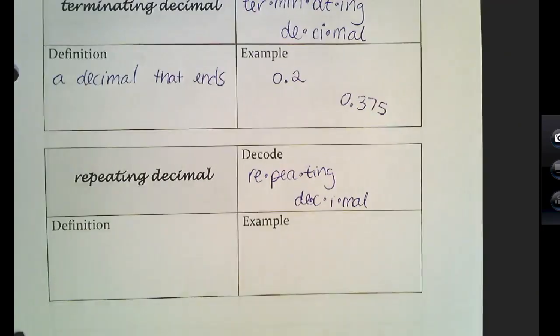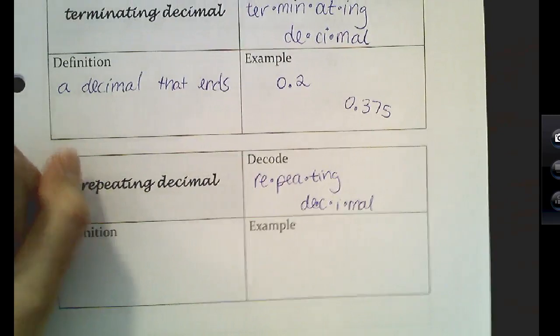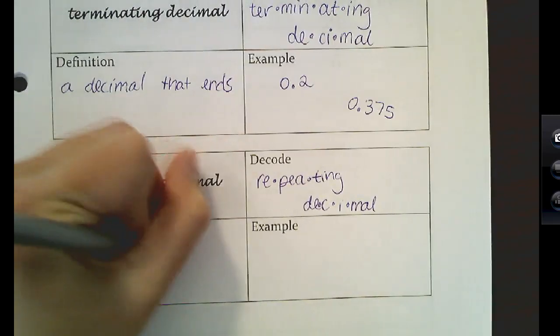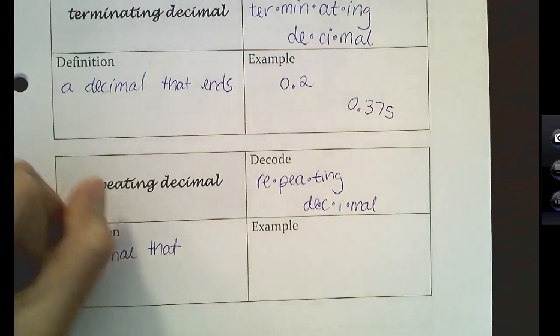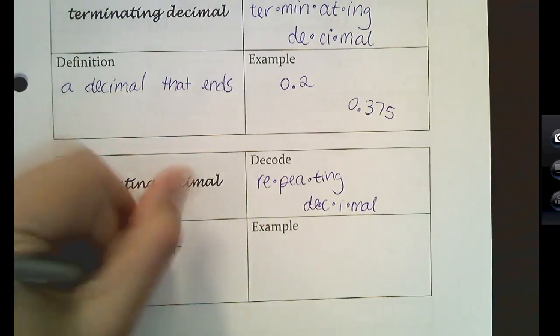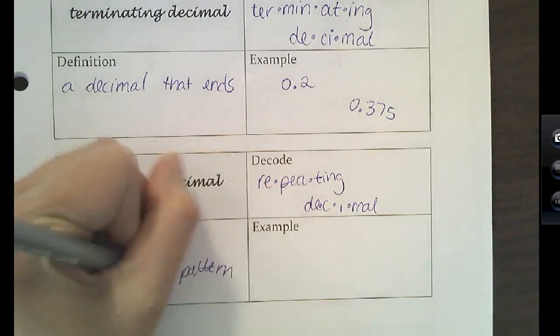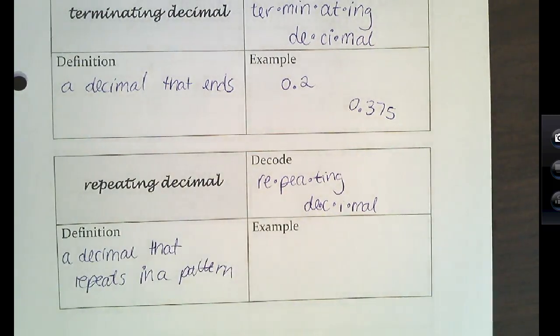But for your definition, you want to say it is a decimal that repeats in a pattern. And it has to repeat in some type of pattern. So a repeating decimal is a decimal that repeats in a pattern.